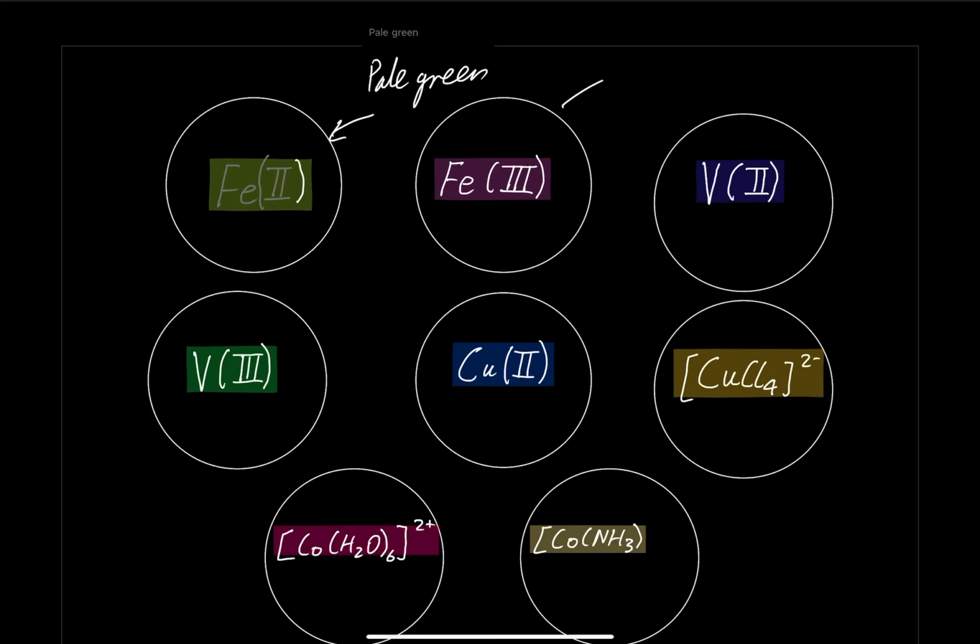Fe3+ is a violet color. Vanadium 2 is purple. Vanadium 3 is a stronger green, I'd say just green. Copper 2, blue.